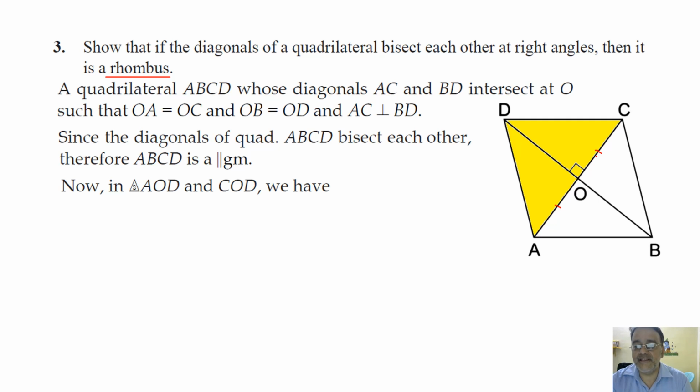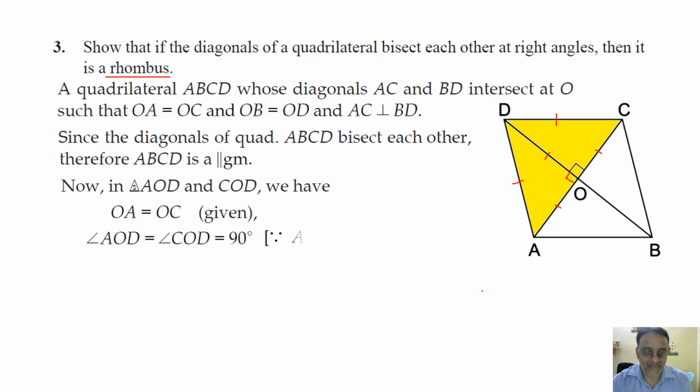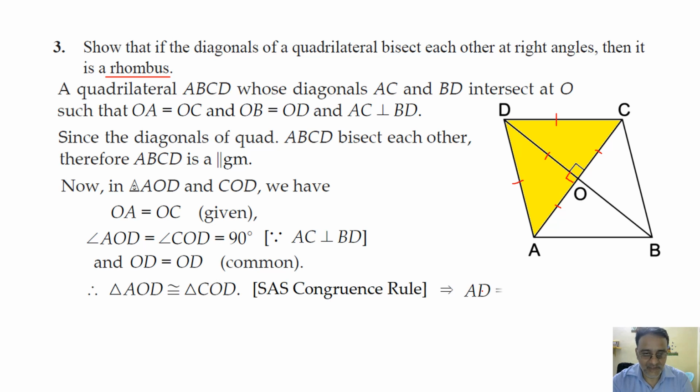Now OA is equal to OC, that is given. And this is a common side. And these two angles are each 90 degrees. So by which criteria are these two triangles congruent? Yes, very good, SAS. So therefore AD is equal to CD. Why? CPCT. Very good, CPCT.